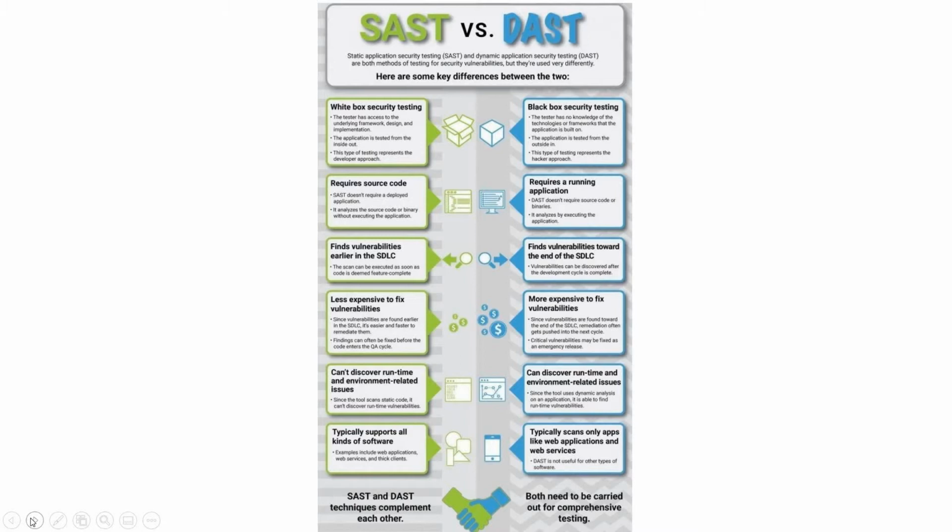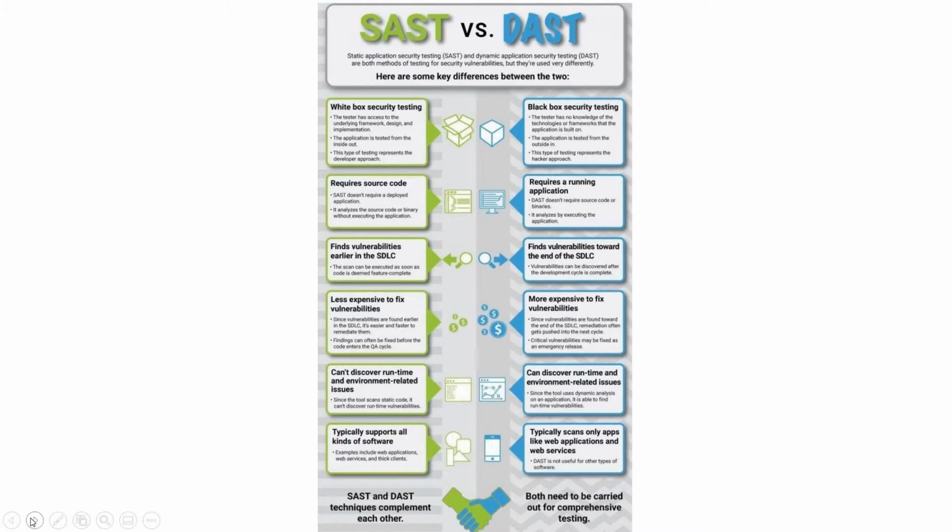In SAST, your application needs the source code, whereas in DAST, you need an application which is running. In SAST, you find vulnerabilities at an earlier stage, which means in the development stage. In DAST, you tend to find them when you have already moved past the development stage, and you have also passed the QA stage. Your system is working, and that's where you are, towards the end of the SDLC lifecycle.